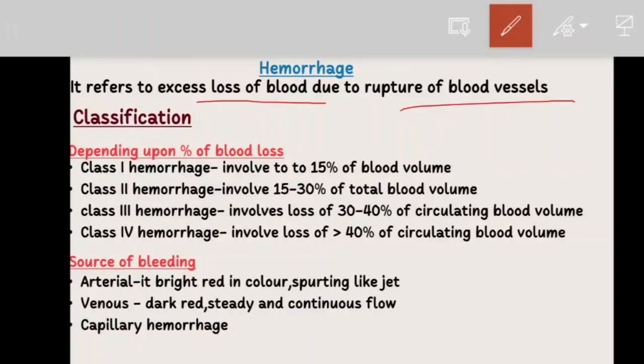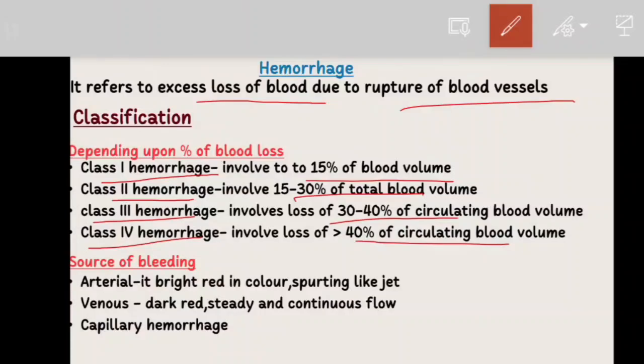Classification based upon percentage of blood loss. This is very important for the exam. Class 1 hemorrhage is up to 15% blood loss. Class 2 is 15 to 30% of total blood volume loss. Class 3 is 30 to 40% of blood lost. Class 4 is more than 40% blood loss. So remember, class 3 and 4 are dangerous and need emergency care.